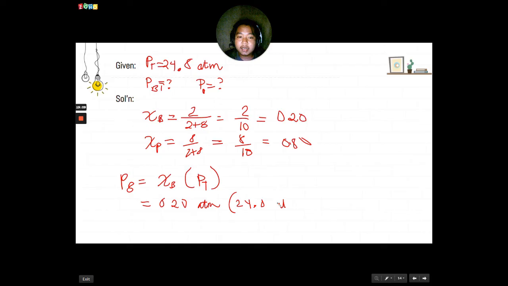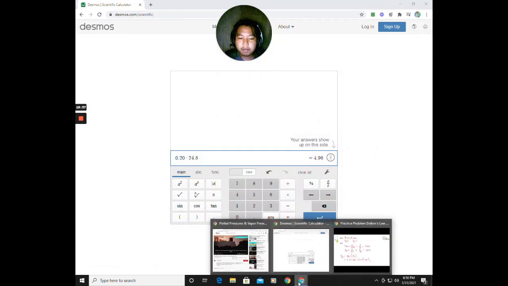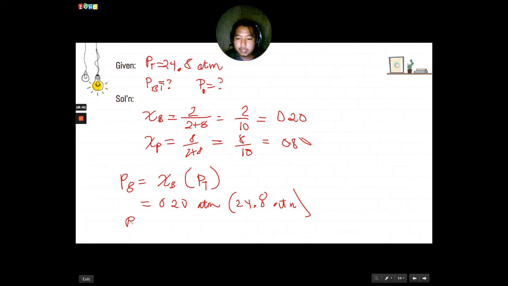This is actually the pressure of a 7 kilogram LPG tank. LPG is very dangerous, so be very careful when handling it. 24.8 atm. So 0.20 times 24.8. If you have a calculator, you can input it. That would be 4.96. The partial pressure of the butane is 4.96 atm.